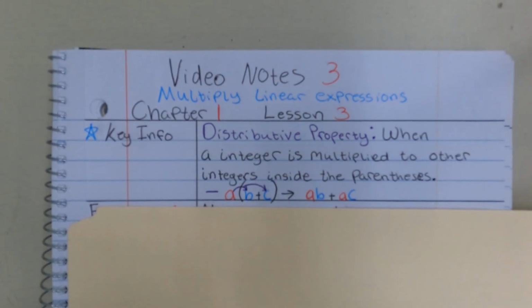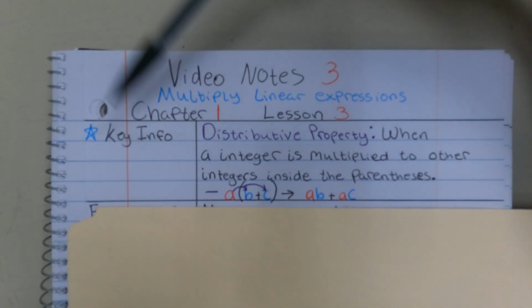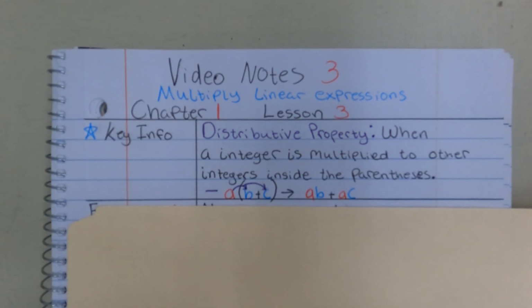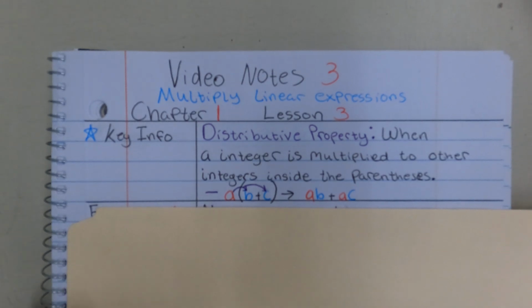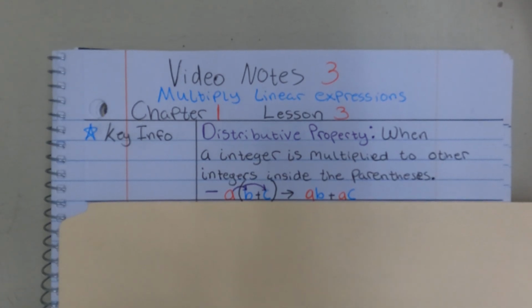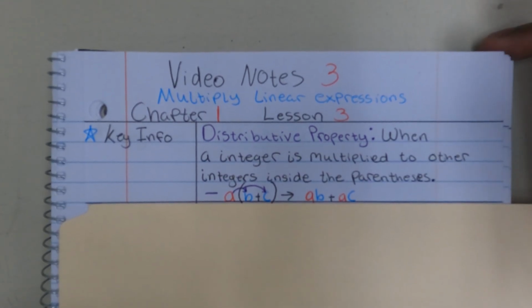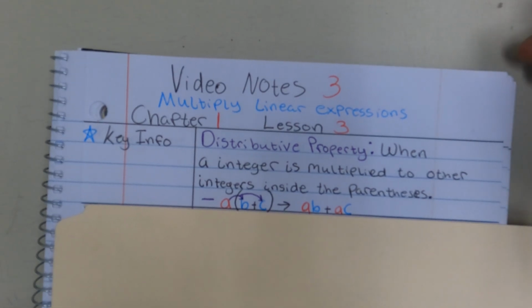So, your first one you should start with is called your key info. Now, your key info is telling us what we should know before we start this lesson. The first thing that you need to know, and the only thing, is your distributive property. Now, distributive property is when an integer or number is multiplied to other integers that are inside a parenthesis set.